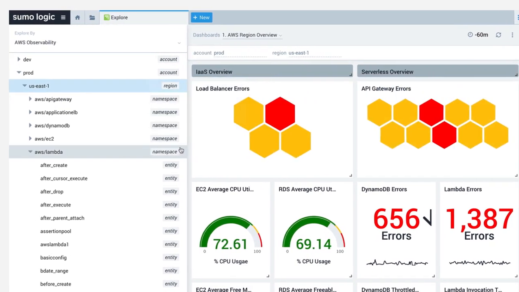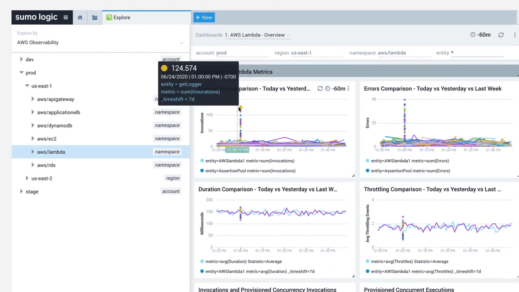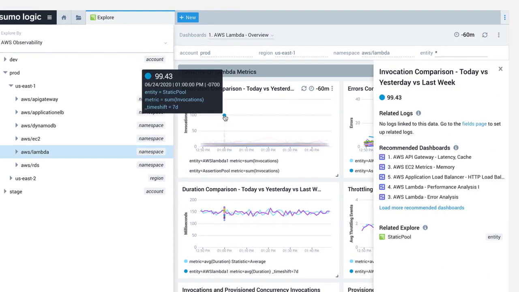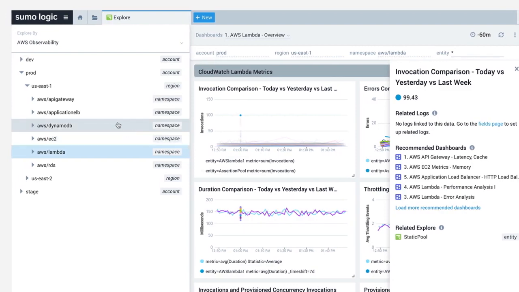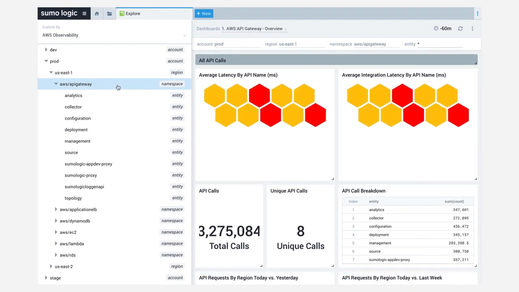Get a high-level overview of the health of all resources, or drill down to look at services in a specific region or entity. Here in my production account, there are spikes across several resources, ELB, API Gateway, and Lambda, making it hard to deduce which resource might be related to the root cause.